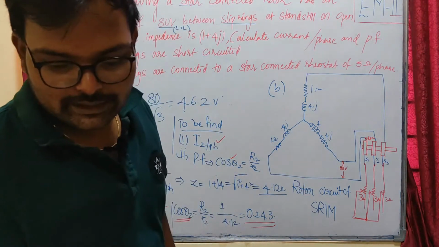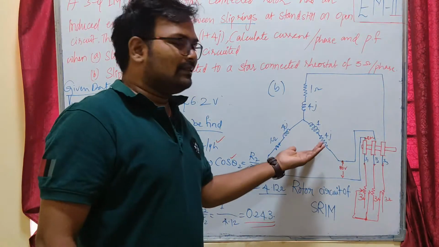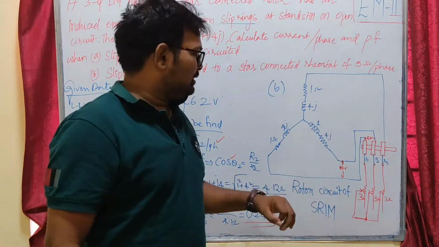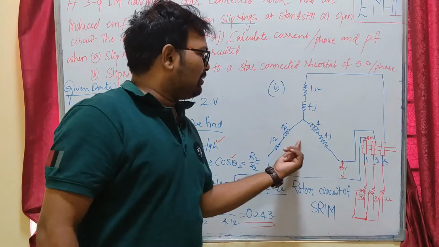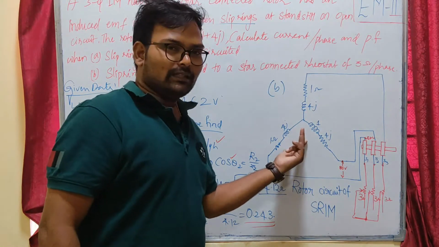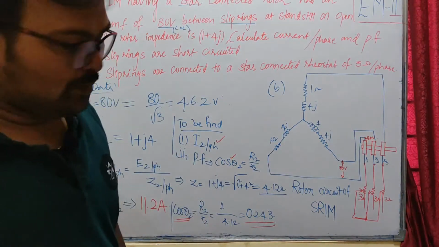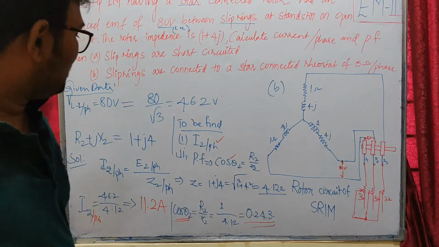As I earlier mentioned, our power factor and starting torque are directly proportional to rotor resistance. So if you increase the rotor resistance, our power factor and starting torque will also increase. We are going to see how the power factor will be improved. So I have added the external rheostat here.